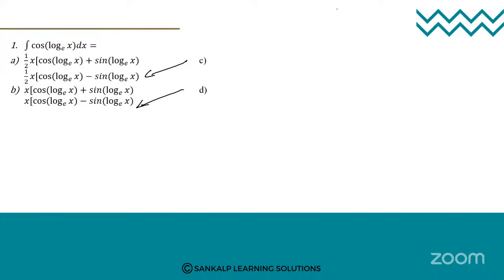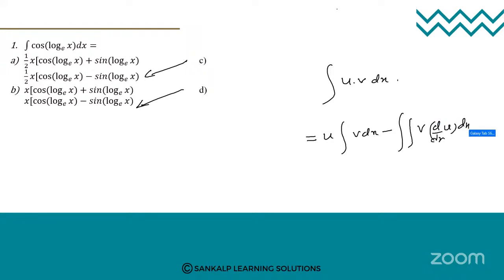So, integration by parts. I hope everyone remembers. Integration by parts is nothing but the u into v rule. If u and v are two functions of x, then what is the rule? u as it is, integration of v, minus the integral of the derivative of u times the integral of v. Correct? So this is how the rule goes.